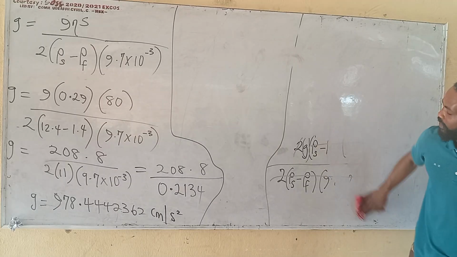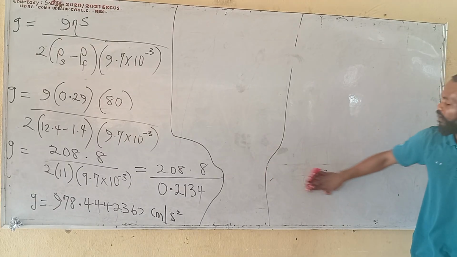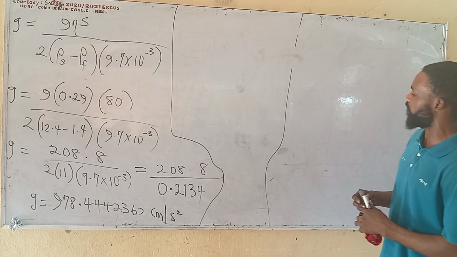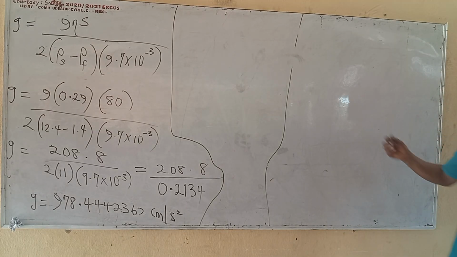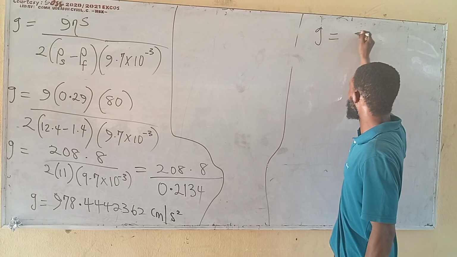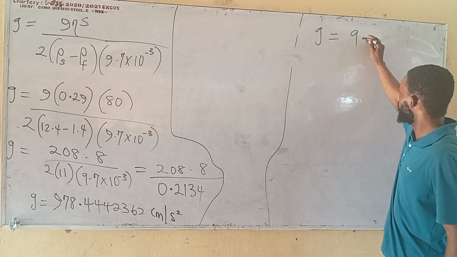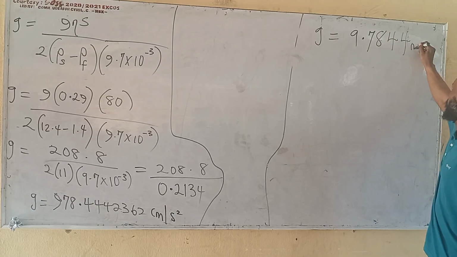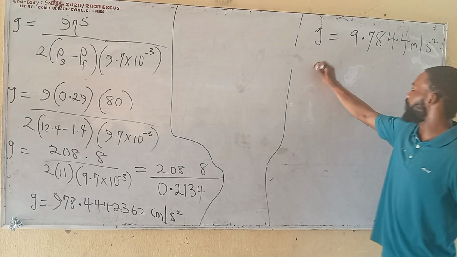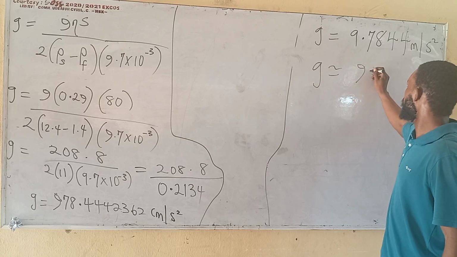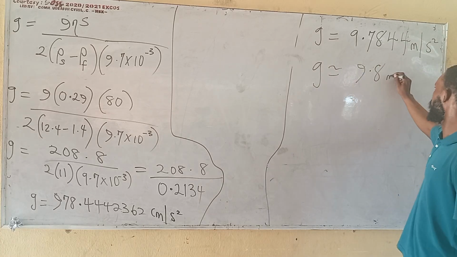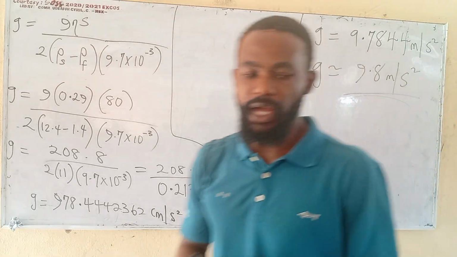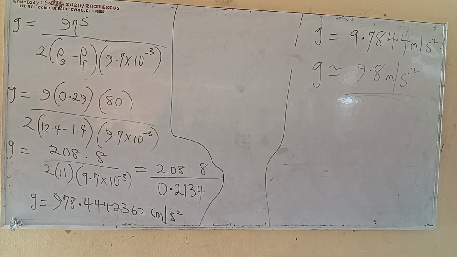But please, let's try remembering what we are doing, that we've covered units and dimensions. We're trying to convert that 978 centimeter per second square. So if you convert, you have g equals 9.7844 meter per second square. And you remember that this is approximately 9.8 meter per second square. So that means we are correct. Oh yeah, well, let's look at the next question. Next question.